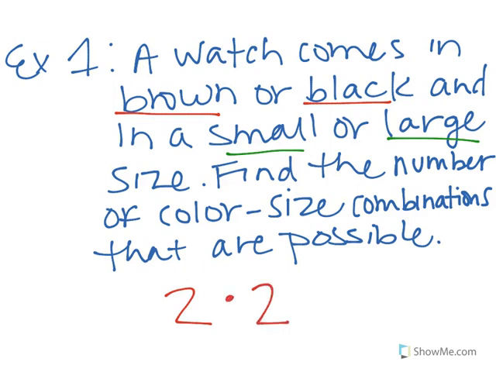So I'm going to multiply 2 times 2, which equals 4, or 4 different possible combinations. Again, I multiply my colors, then multiply my sizes, multiply the different combinations, and then you're going to be able to find your answer.